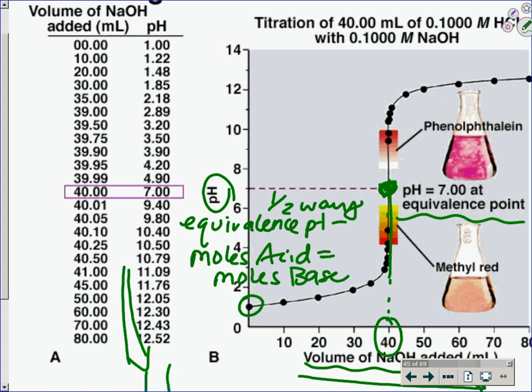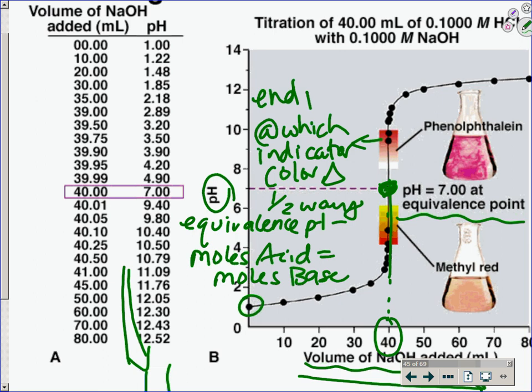It was the best thing we had. There's lots of indicators, like bromothymol blue, which changes around 7. That would be better for this experiment because it changes right where the equivalence point is. But we have to work with what we have. The point at which the indicator's color changes is called the end point, because it's literally telling you to end the reaction, end the titration, end the experiment.